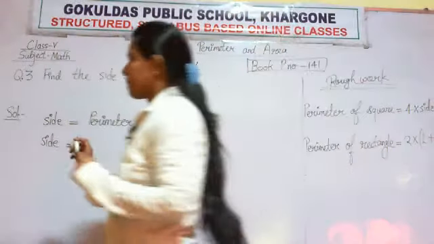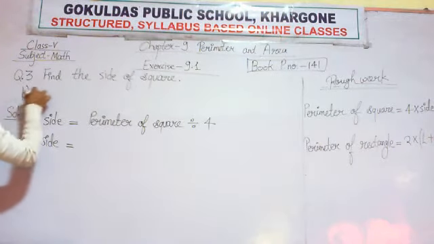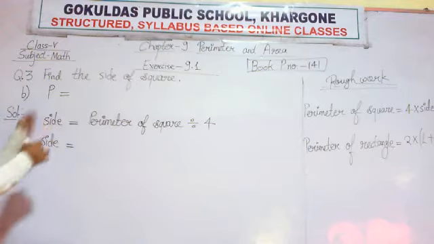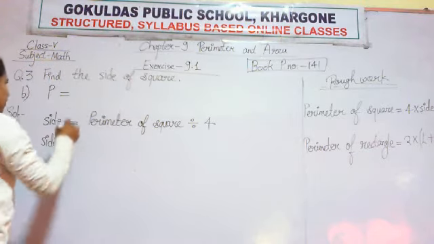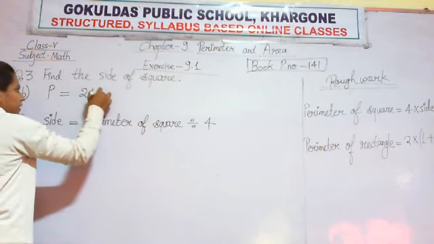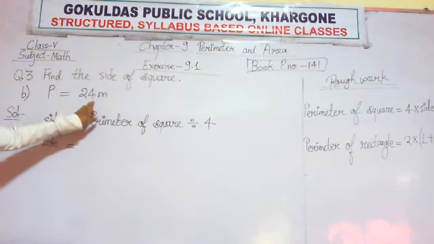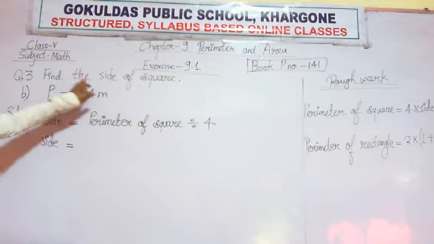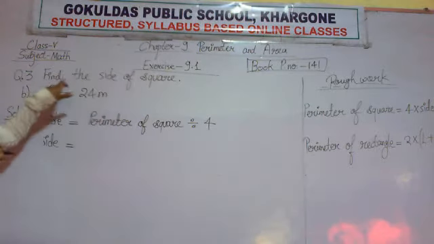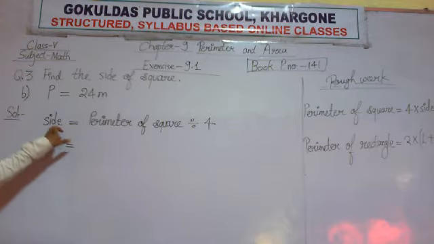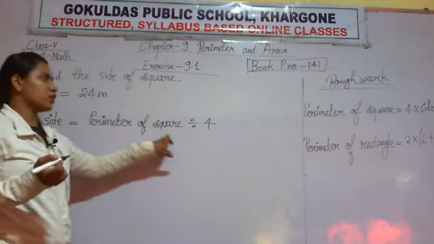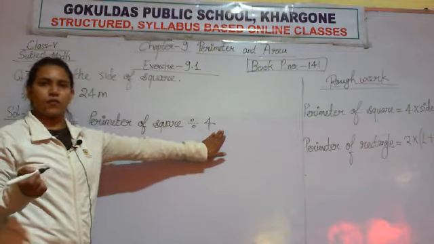Part B, what is given? Perimeter is given. Perimeter P equals to 24 meter. Perimeter given is 24 meter, and what is your task? To find the side of a square. You want to find side. So we have formula for it. What is formula? Formula is side equals to perimeter of a square divided by 4.